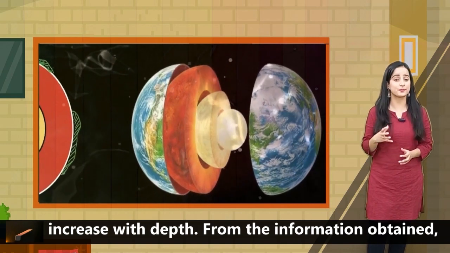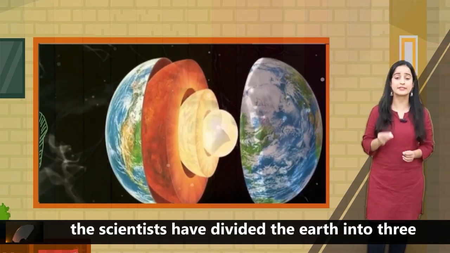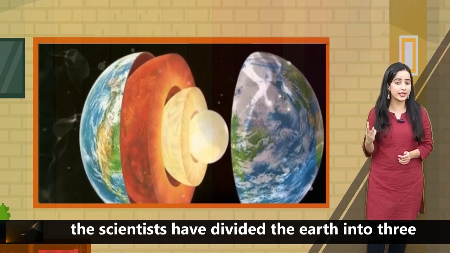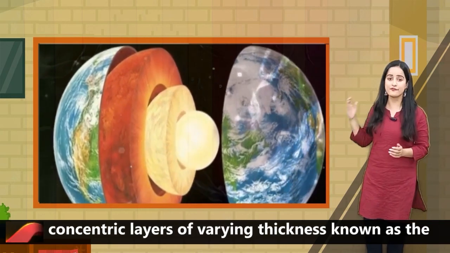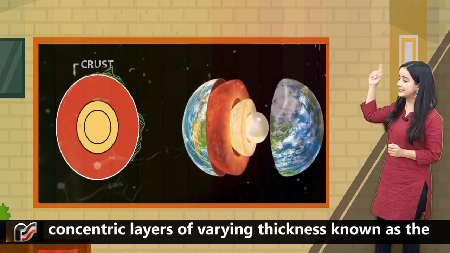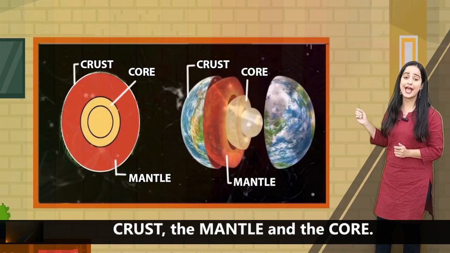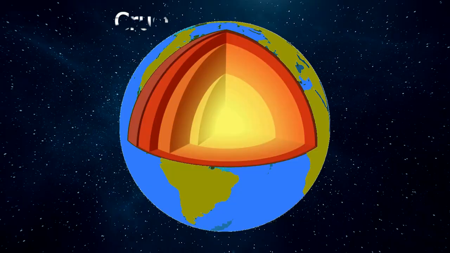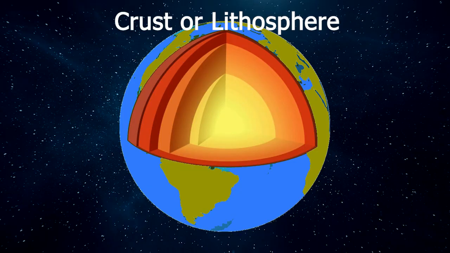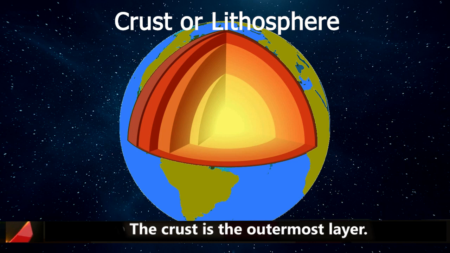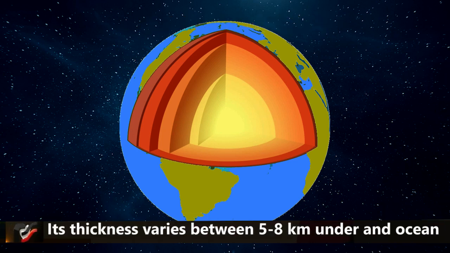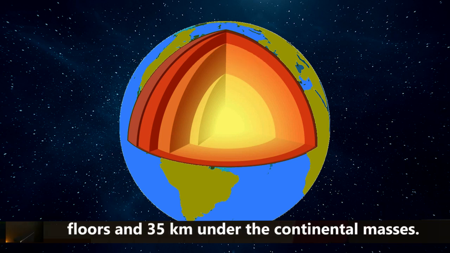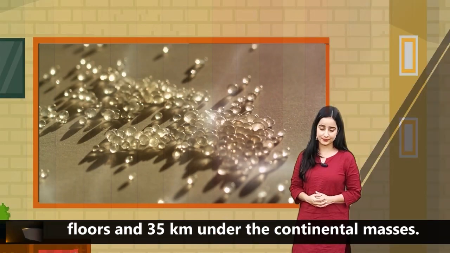From the information obtained, the scientists have divided the Earth into three concentric layers of varying thickness known as the crust, the mantle, and the core. Structure of the Earth: crust or lithosphere. The crust is the outermost layer. Its thickness varies between 5 to 8 km under the ocean floors and 35 km under the continental masses.